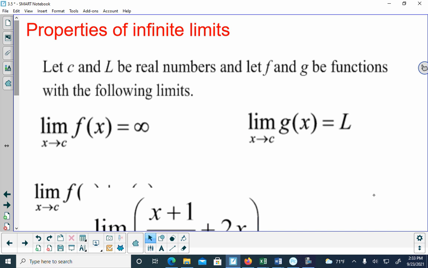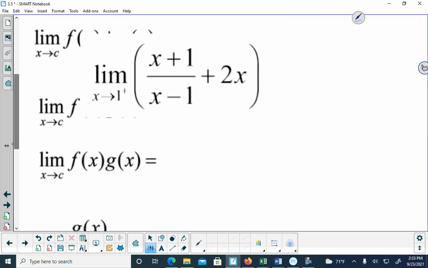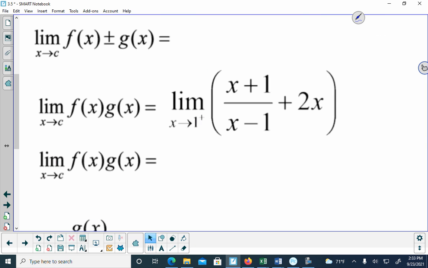So when I do this, I'm saying f of x is going to be a function, and its limit is going to be infinity, either positive infinity or negative infinity. Doesn't really matter right now. And then the limit of this other function, g of x, is going to equal L, which means it's going to equal a number, like 2, 3, whatever.